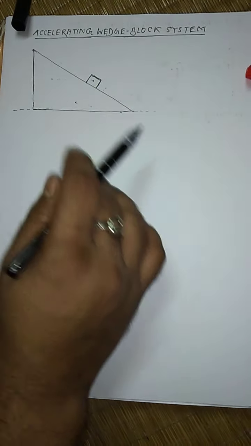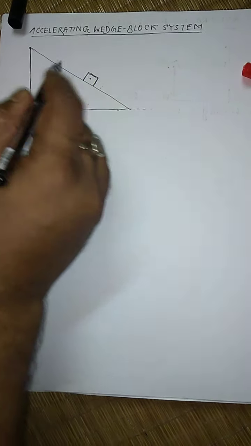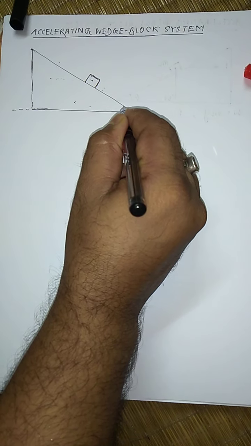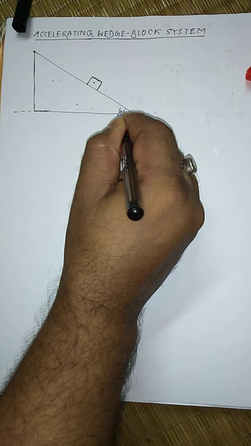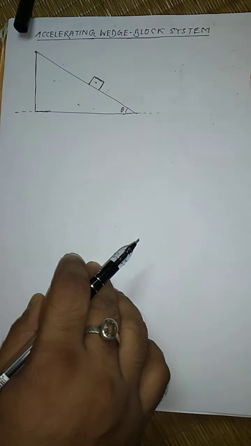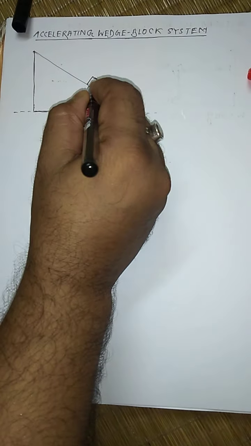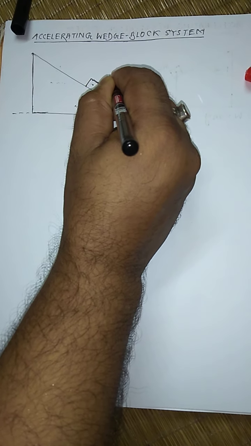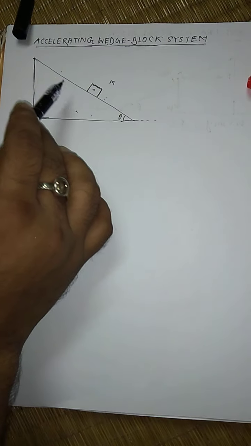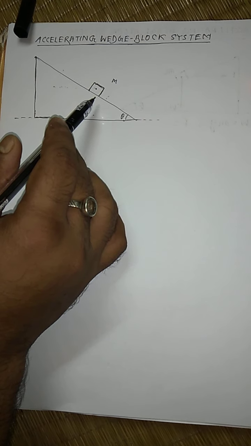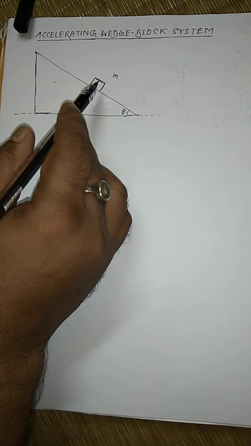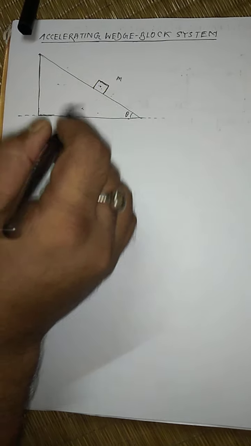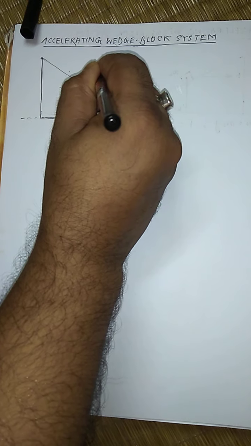This is a wedge having a rough inclined surface with an angle of inclination theta. It's a block of mass m. The coefficient of static friction between the block and the inclined surface is mu s.